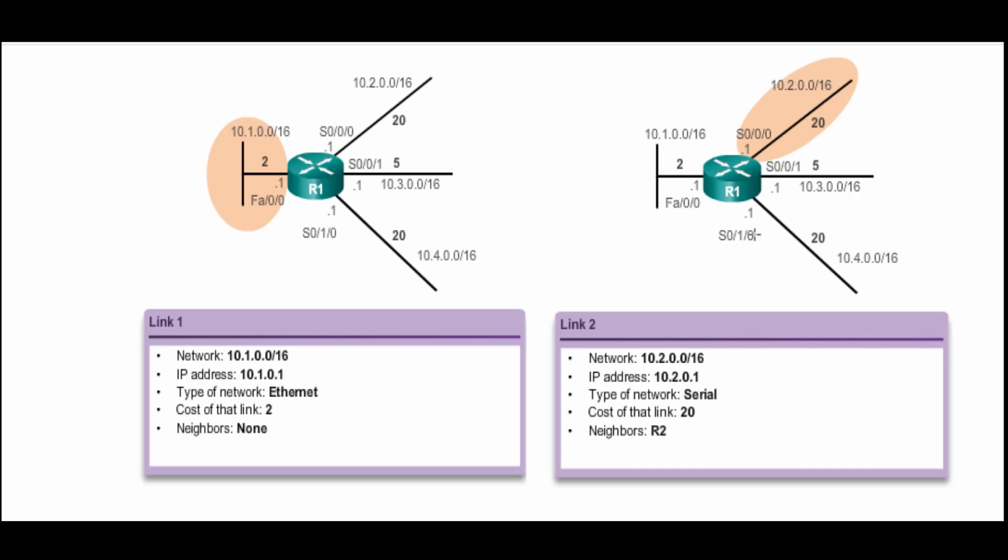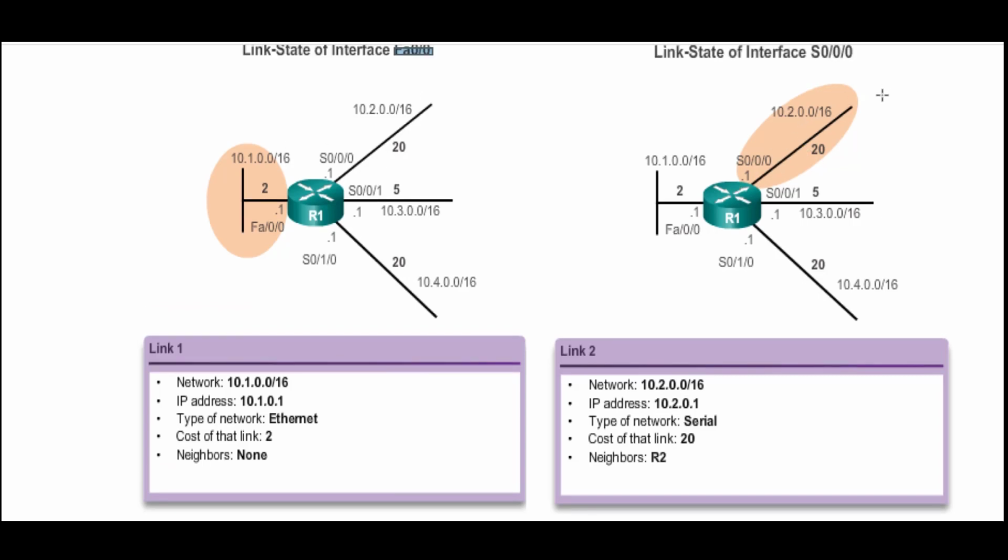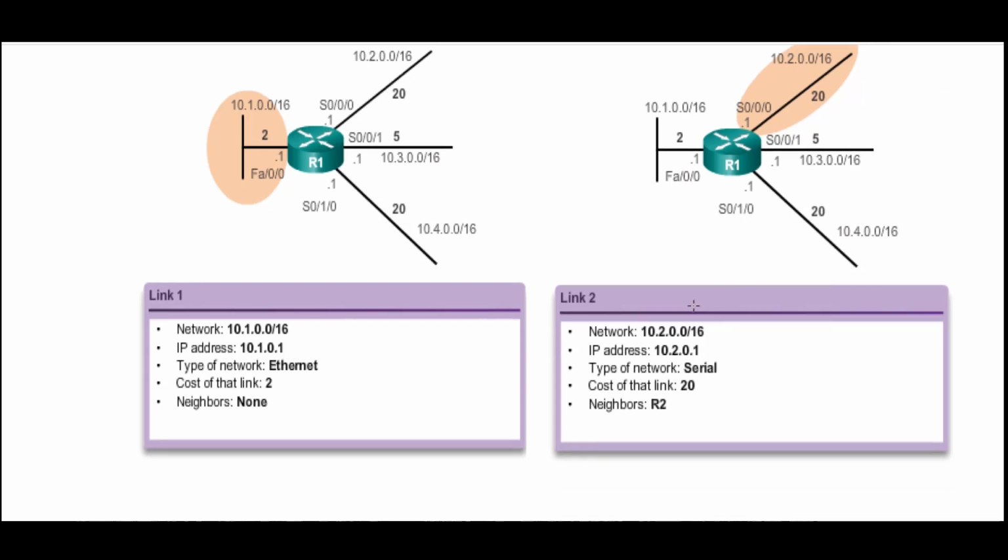Then go to the next link, link number 2. For this particular link, what is the network? What is the IP address? What type of connection is it? It is a serial connection. What is the cost of the link? The cost of the link is 20. And who is the neighbor? Neighbor means the other side. Here, who is the neighbor? I'm going to learn all this information.